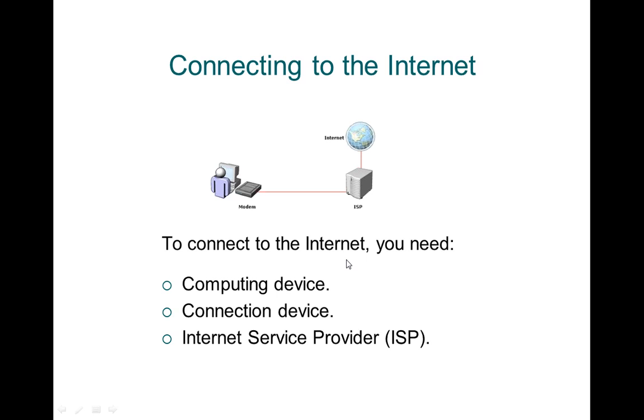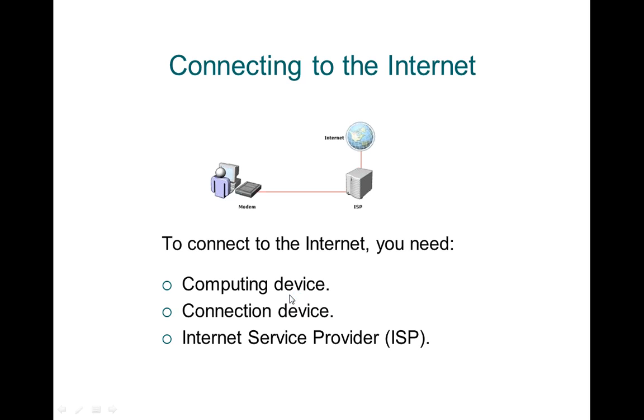First one is a computing device. If you don't have a computer, you are not able to use the internet. So if there is any computing device like a computer, you can use the internet. You can also use the internet on a mobile phone because that is a computing device. In the same way, to connect to the internet, you need a computing device.